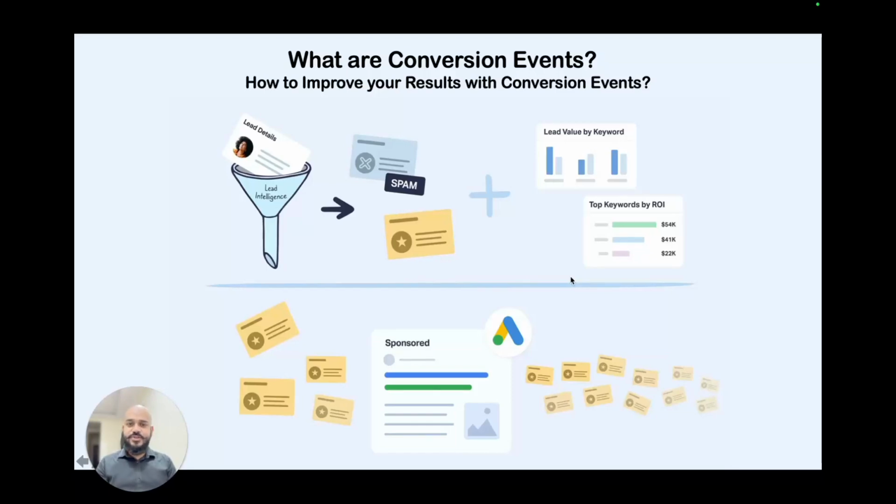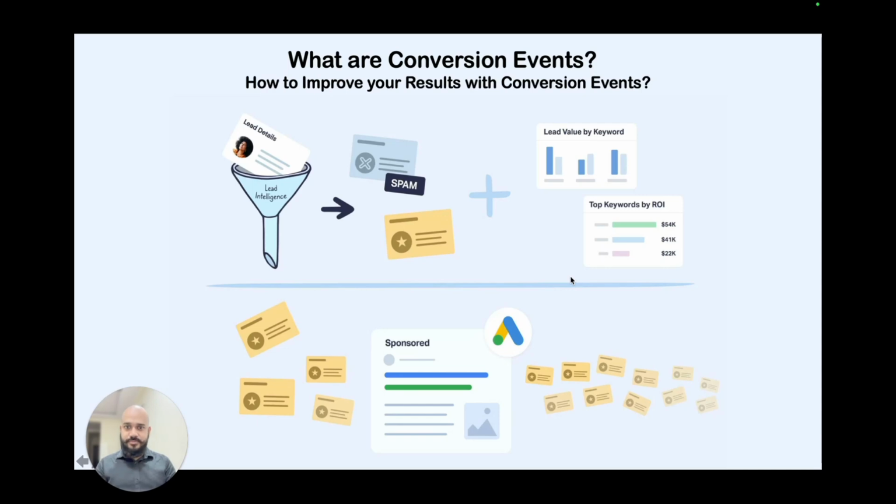Hey guys, so the most common question asked in performance marketing is what are conversion events, what are the different types of events, and how do you improve your campaigns using these conversion events. So, to sum it up, your campaigns are as good as your conversion events that you set up. Why do I say so?